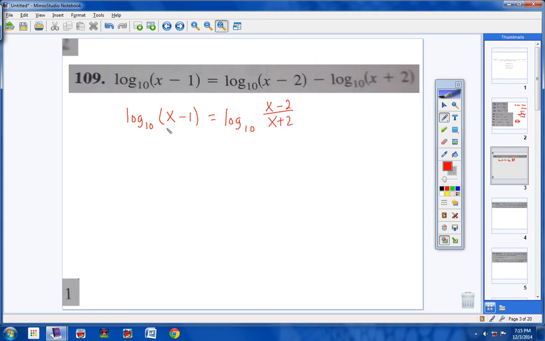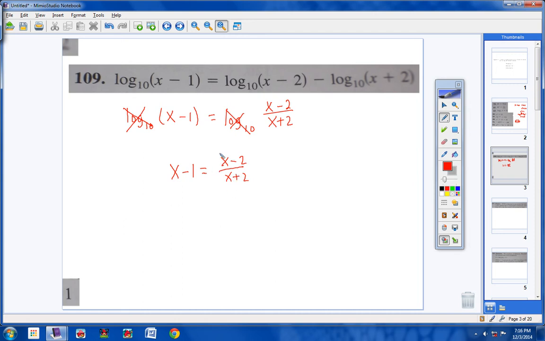Now look what I can do, guys. When I have one logarithm over here and one logarithm over here, no number here, no number here, I can cross the logarithms off and just set the arguments equal to each other. So now I have this. x minus 1 equals (x minus 2) over (x plus 2). Now, the best thing to do here is to get rid of this fraction right here.